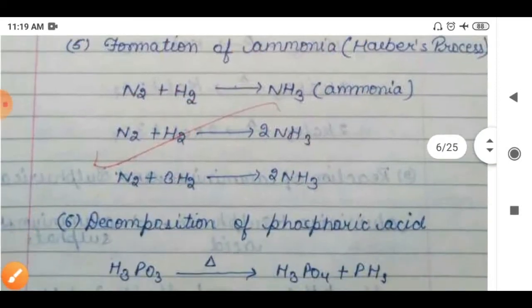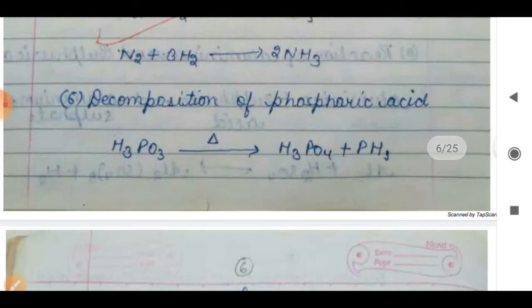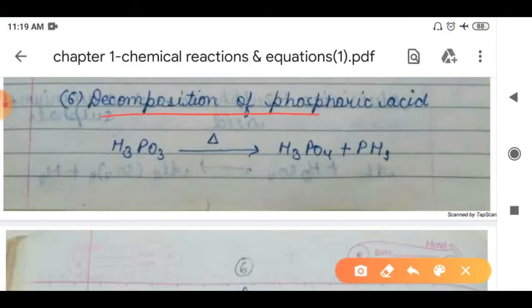Let's move to the next question, and that is the decomposition of phosphoric acid. The next one is what? Decomposition of phosphoric acid, right? And this is what, whenever H3PO3 gets decomposed, then it forms H3PO4 and PH3.